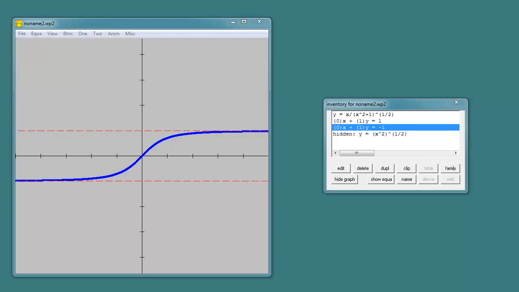To illustrate that, I want you to look at this function, which is the original one, x over the square root of x squared plus 1. And you can see that on the right-hand side, those y values are getting closer and closer to a positive 1, whereas on the left-hand side, those y values are getting closer and closer to negative 1.